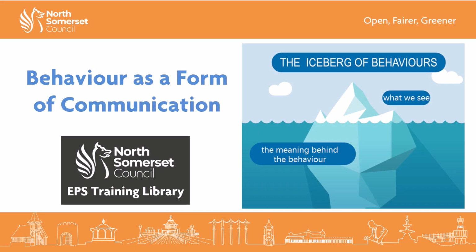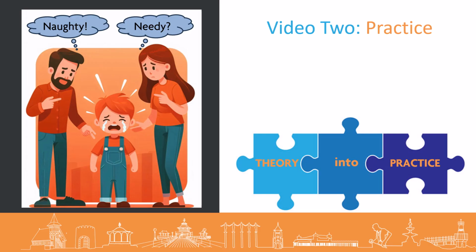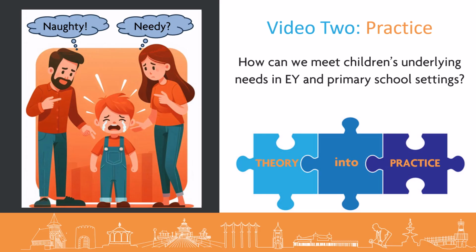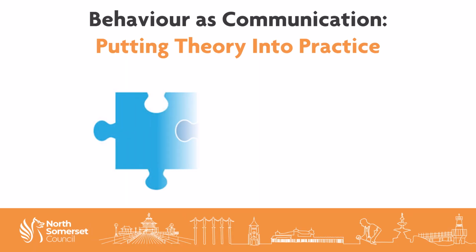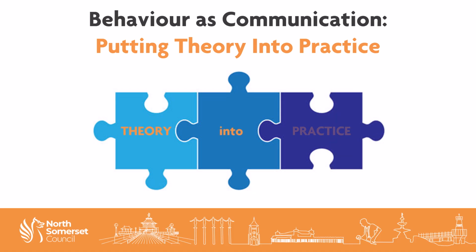This is the second video in a two-part series on the behaviour as a form of communication theory. And here we will focus on answering the key question, how can we meet children's underlying needs in early years and primary school settings? The purpose of this video is to put theory into practice, to turn the ideas into specific actions we can take.